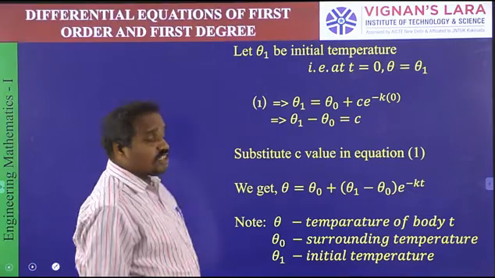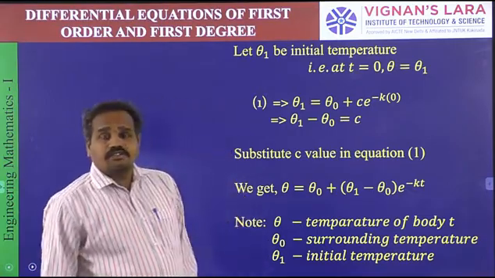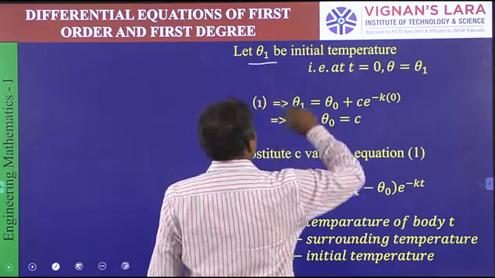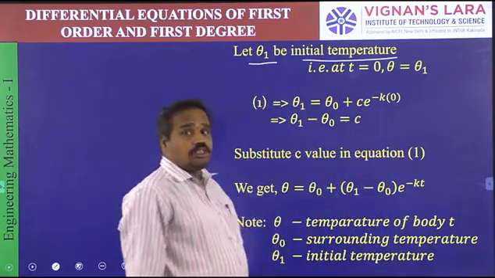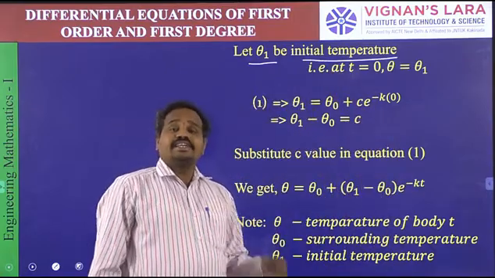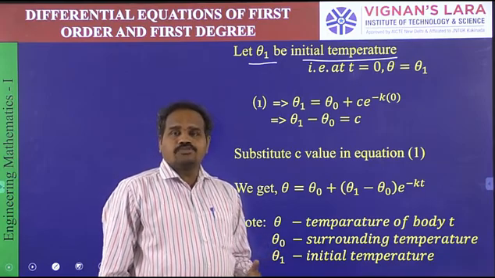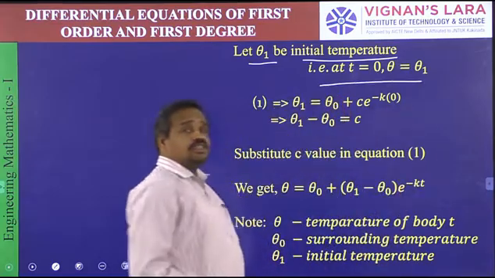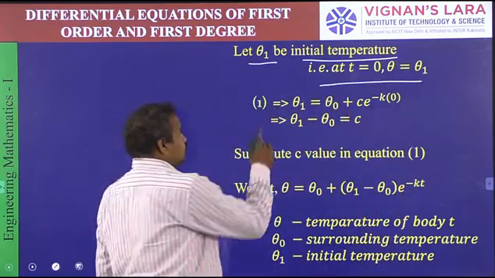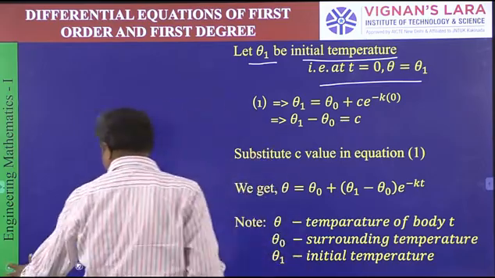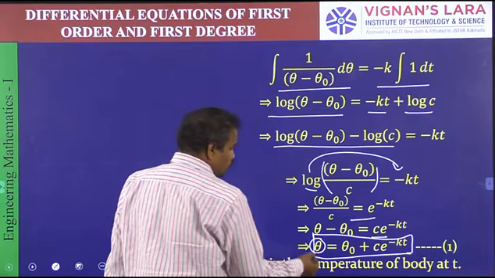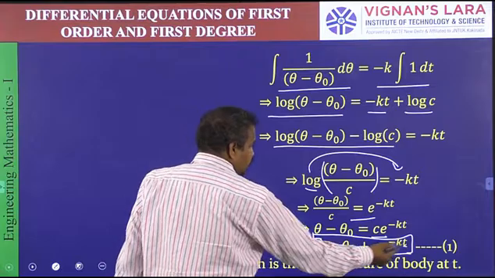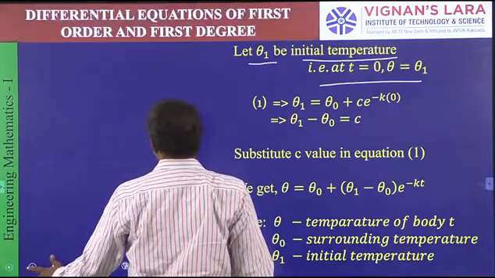And for our simplification purpose, I am converting that formula one more step forward. Let theta 1 be the initial temperature of the object. Initial temperature means at time t equal to 0, the temperature of the object I take as theta 1. So use that. That is, at t equal to 0, the theta value is theta 1. Now use equation 1. So at time t equal to 0, the theta value is theta 1. So this is theta 1, this is 0. Apply that here.